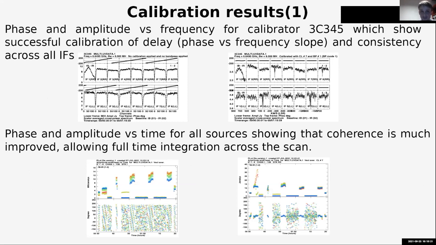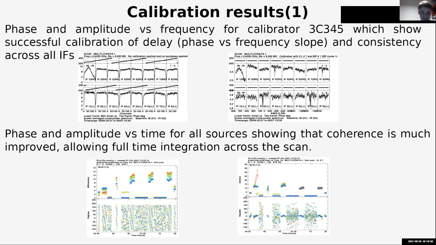So first of all, what you see here are the results. In the top part of that slide is phase and amplitude calibration with frequency for the calibrator quasar 3C345. The calibration shows successful delay, phase and slope consistency of all IFs. So what you see, phases are flattening and all spectra are consistent.